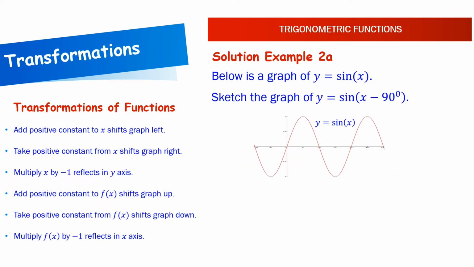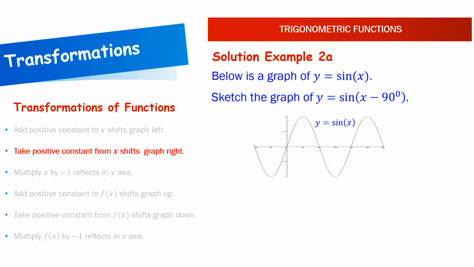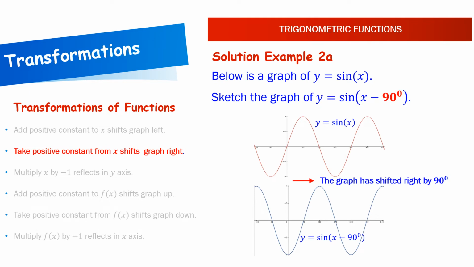So let's have a look at example 2a. We have a graph of y equals sine x, and we are required to sketch the graph of y equals sine of x minus 90 degrees. So we are actually taking a positive constant from x, and therefore the graph is going to shift right. So the graph of y equals sine of x minus 90 degrees looks something like the one that you can see on your screen now. The graph has shifted to the right by 90 degrees.